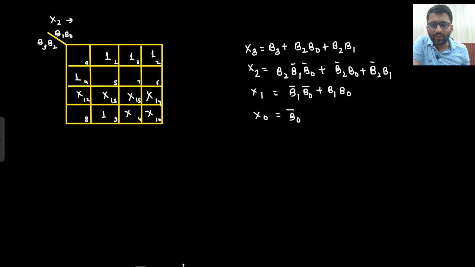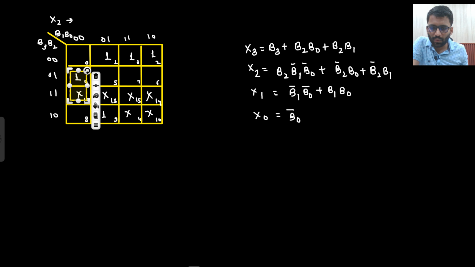Can we get anything out of it? Let's write 0, 0, 0, 1, 1, 1, 1, 0, 0, 0, 0, 1, 1, 1, 1, 0. So I guess this can be a pair only. But I can get two quads here. What all are those two quads?